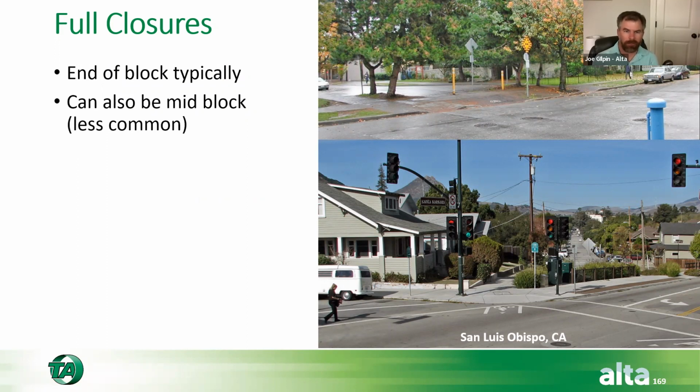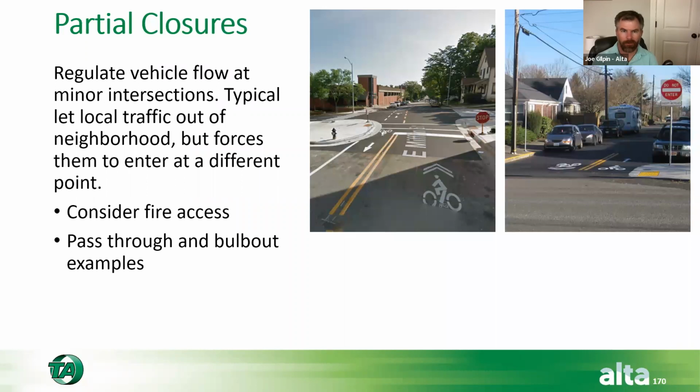The bottom image is in San Luis Obispo. This is the Morro Street Bike Boulevard, and they basically closed a leg of an intersection here and allowed it to be permeable for bikes going through. So that's a really great way to get downtown from a major Class 1 that's coming in from the east of town. There could be a partial closure.